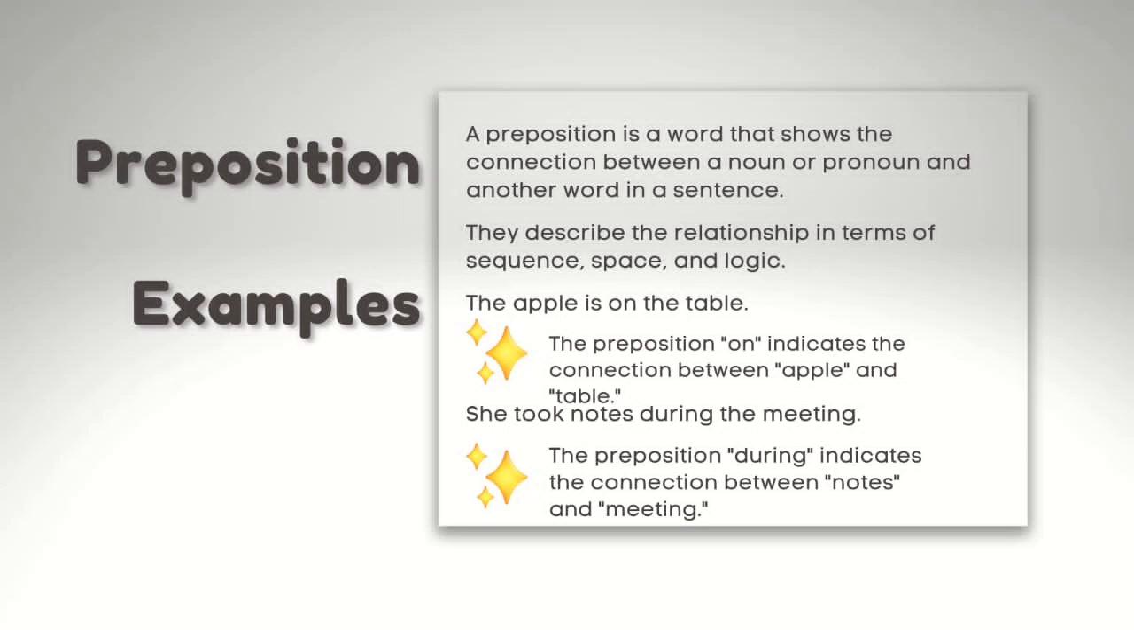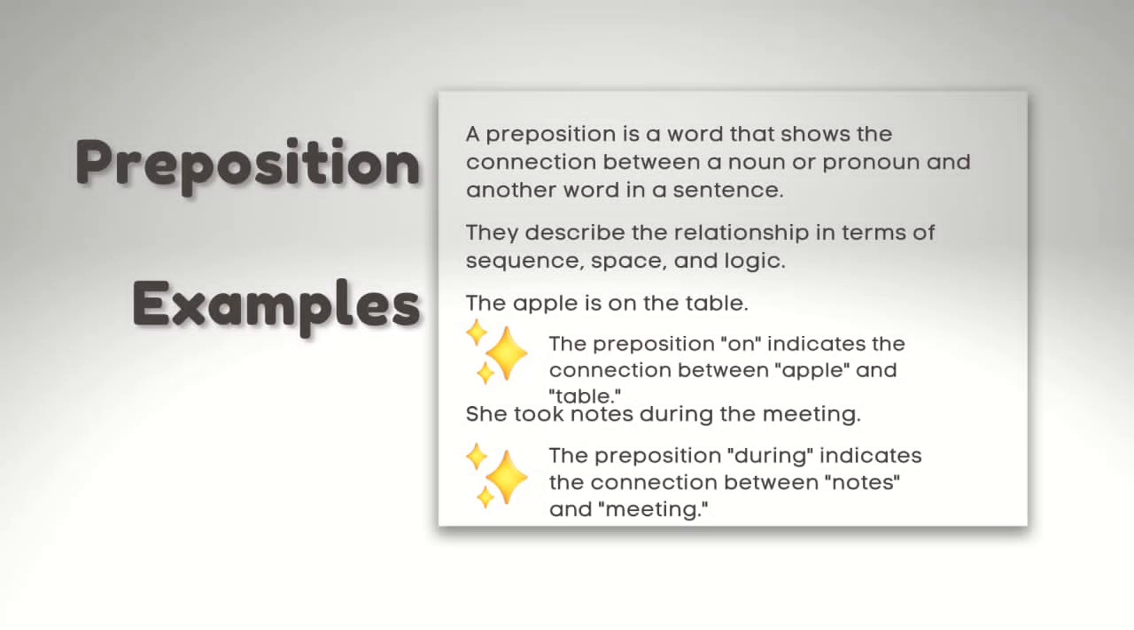For example, if you have an apple and a table, both of them are nouns. Now we want to see the relationship between the apple and the table at a particular time. A preposition describes the relationship in terms of sequence, in terms of space, in terms of logic; the relationship they share at a particular time, in a particular place, and in a particular sense.